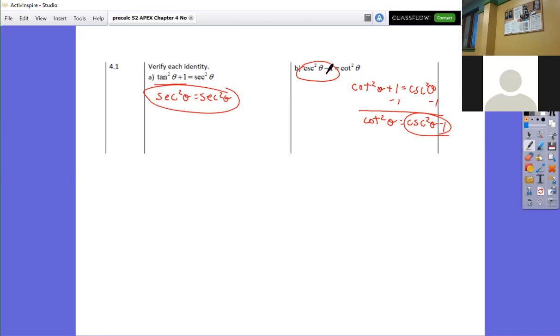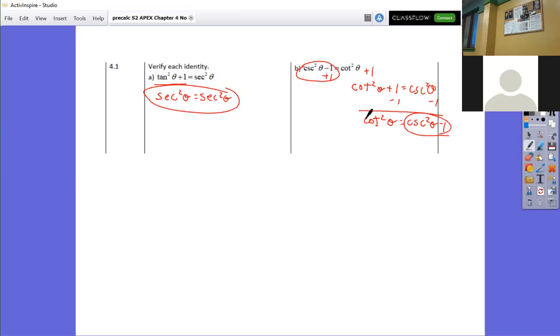Yeah, you can do that. You could add 1 to both sides here. That's fine. But we want to try to work just one side at a time. So either way works. If you added 1 here, you would know that that's cosecant squared theta. And then you would have cosecant squared theta equals cosecant squared theta. So either way works. So here we know that cotangent squared theta equals cotangent squared theta.